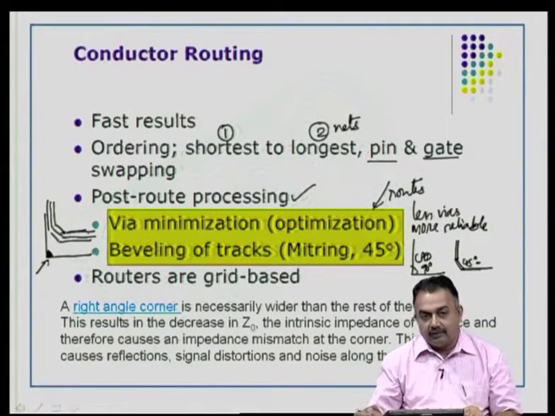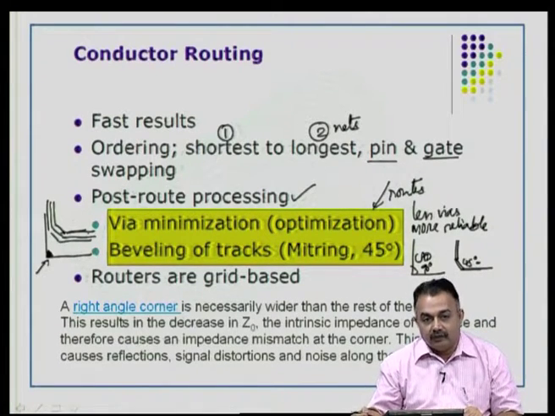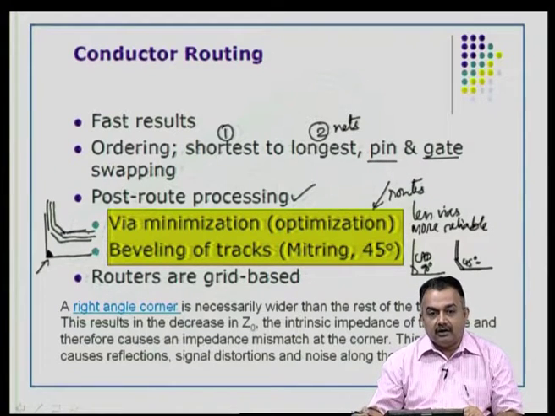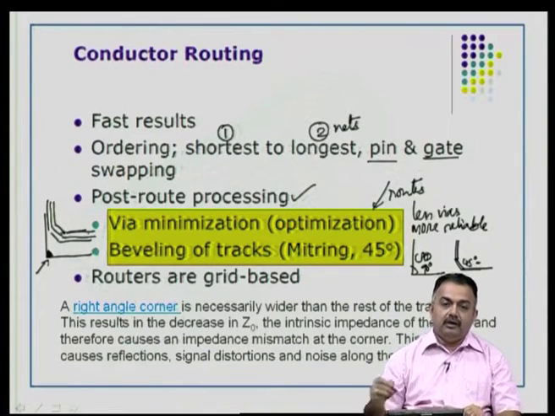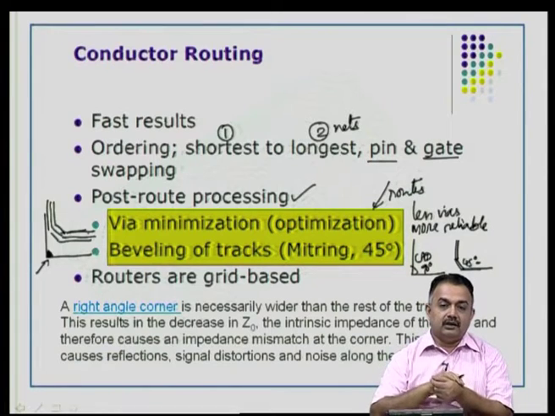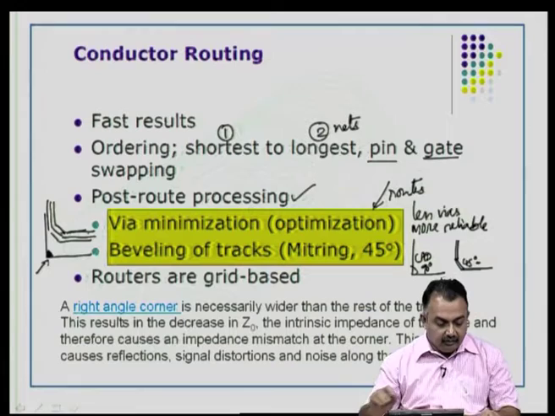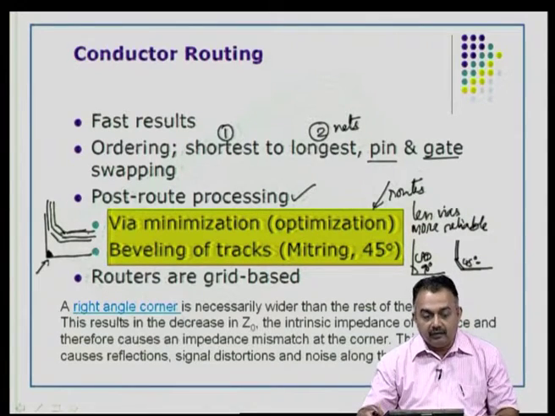So, convert your traces from 90 to 45, and the routers are grid based. So, before starting your routing process, set your grid distances. Okay. So, that can help in getting reliable completion.